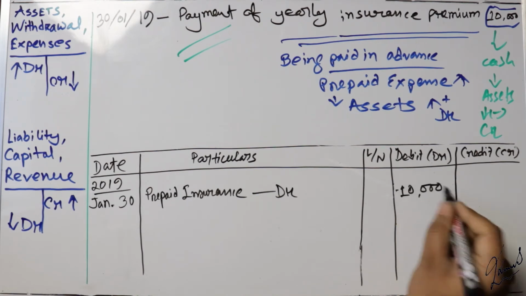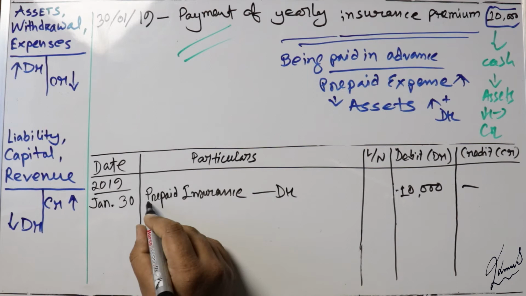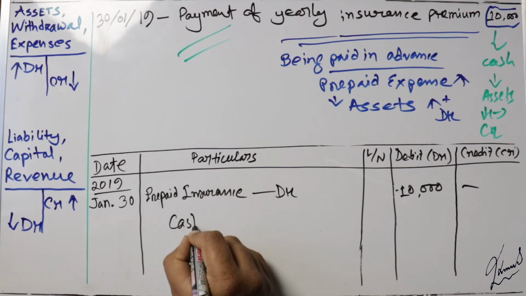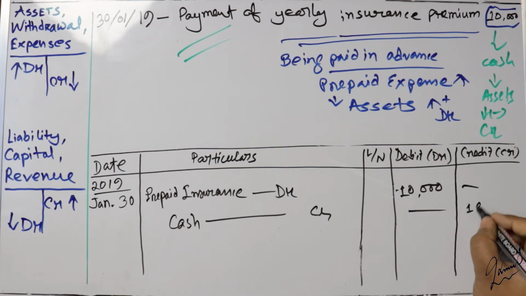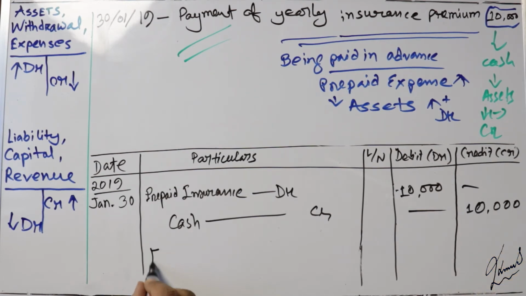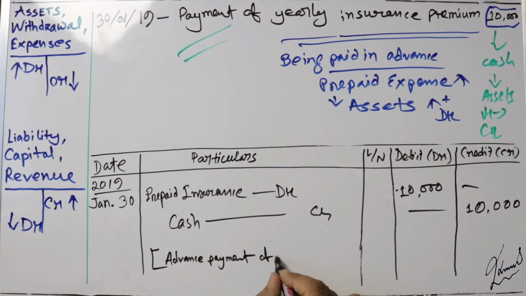So put the amount, then the credit account is cash credit. So put the amount under credit column and write a short note. Advance payment of insurance premium or yearly insurance premium. So that was the transaction.